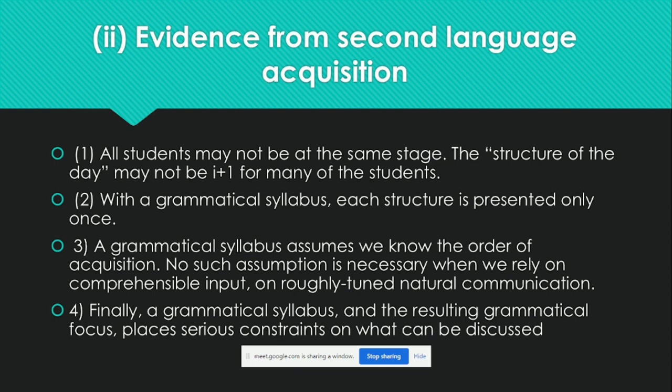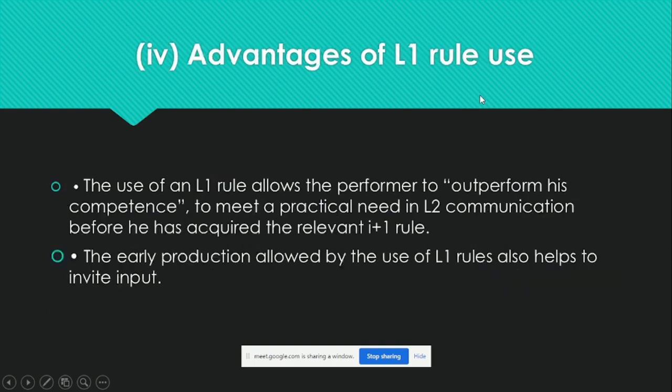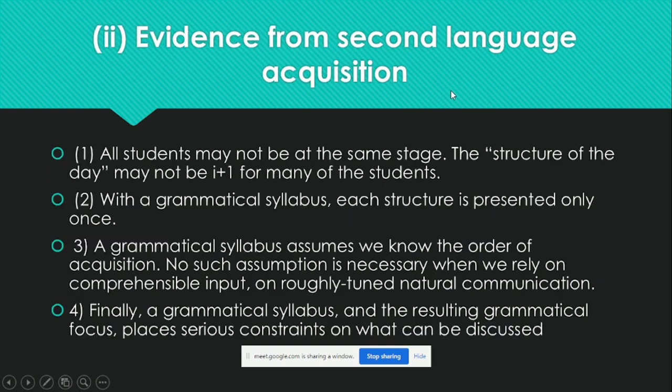Evidence from second language acquisition. First, all students may not be at the same stage. The structure of the day may not be i plus 1 for many of the students. Second, with a grammatical syllabus, a structure is presented only once. Third, a grammatical syllabus assumes you know the order of acquisition. No such assumption is necessary when we rely on comprehensible input and roughly tuned natural communication. And fourth, a grammatical syllabus and the resulting grammatical focus places serious constraints on what can be discussed.